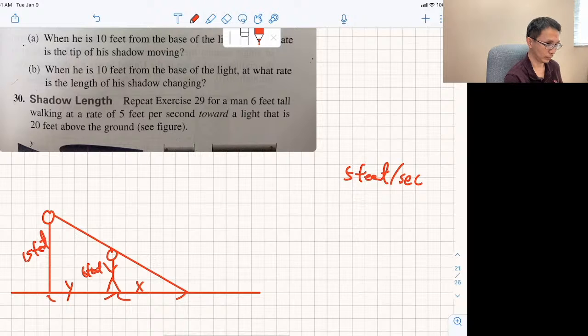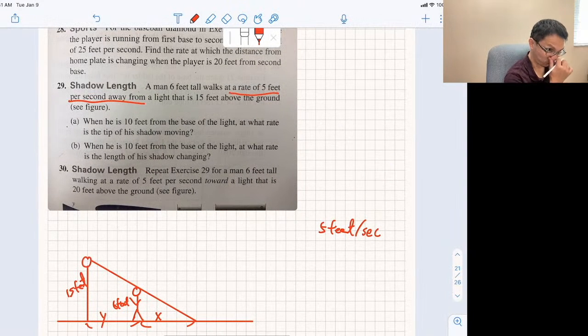Would y be 5 feet per second to the right, and then the x would be... do they tell us the total length? I don't remember, they didn't tell us the total length. Well, then what would that be, -5 seconds? I don't know, because he's getting closer and closer to the edge, but I don't know. Okay.